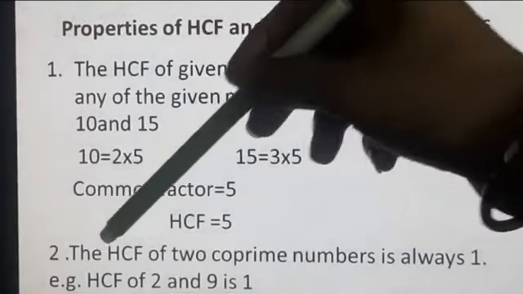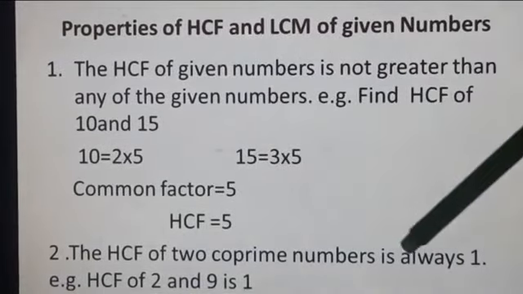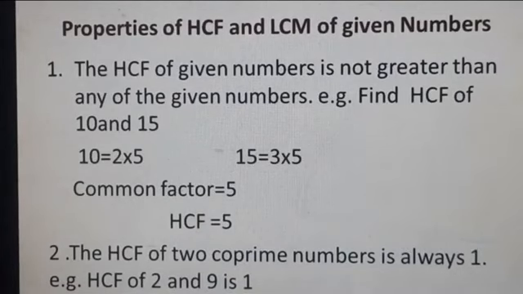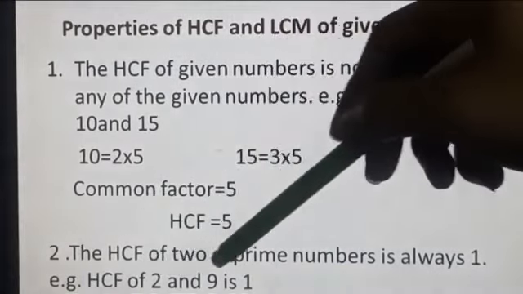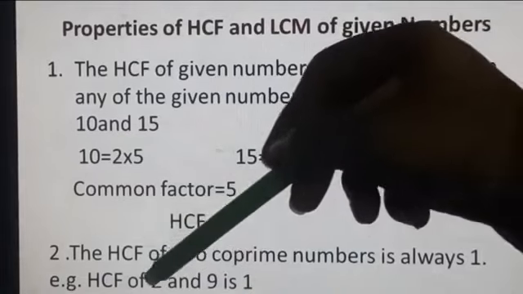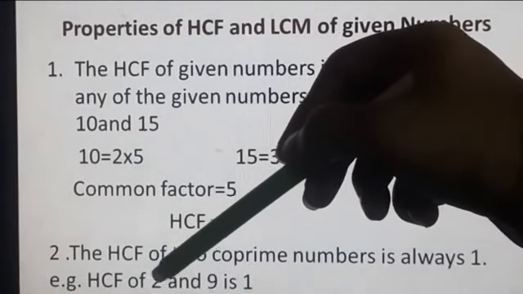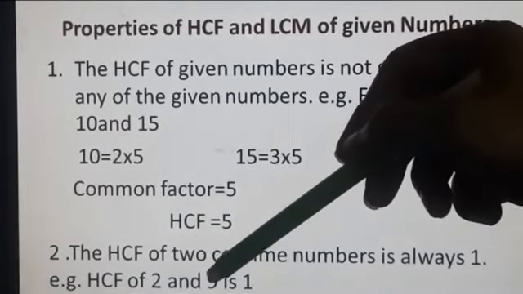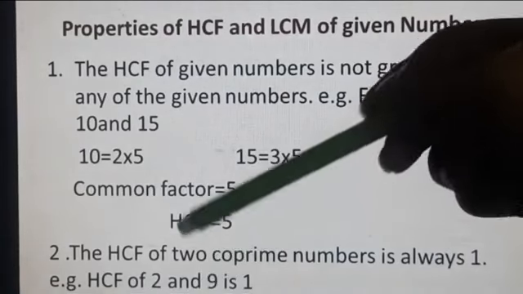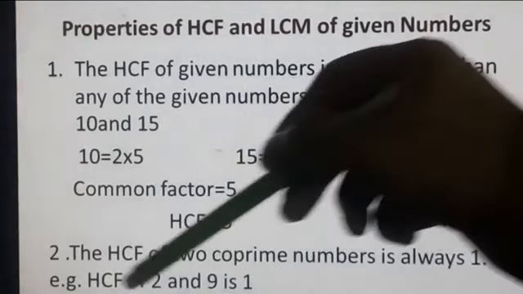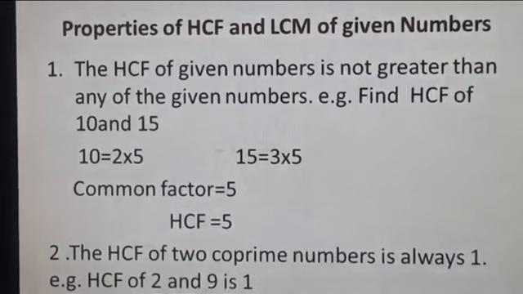Next, the HCF of two co-prime numbers is always 1. If the numbers are co-prime, their highest common factor is always 1. See this example, HCF of 2 and 9. Factors of 2, 1 and 2. Factors of 9, 1, 3 and 9. And common is 1. So highest common factor is 1. Very small example is there, orally you can check.